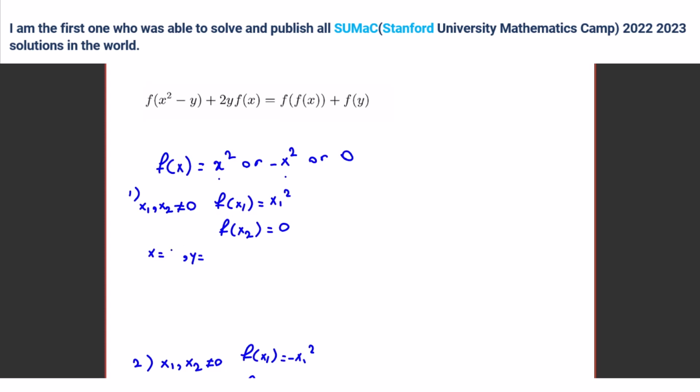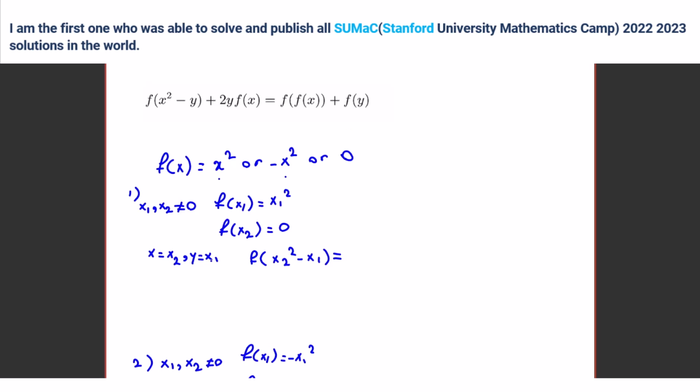We want f of x to be 0, so x should be 0. Or x2 equals x, and y equals x1, right? Then it would be f of x2 squared minus x1 plus f of x is 0, so f of this one is also 0.